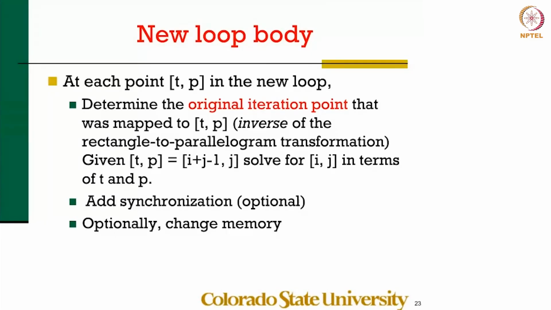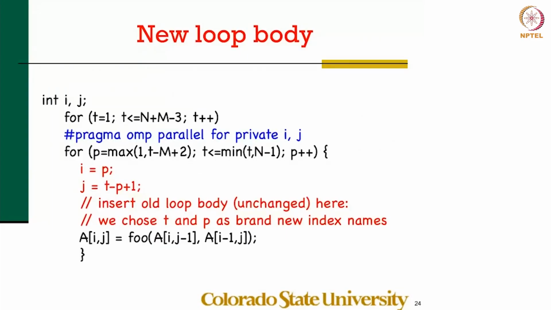There are more sophisticated ways of doing this, but if you are doing this as an exercise, this is the simplest way. So here's what I have. I had the T loop, for T equals 1 to n plus m minus 3, T plus plus. I have my parallel pragma, and then I have the bounds on P, the loop on P that I have generated. I say i equals P, j equals T minus P plus 1, and I insert the old loop body verbatim, unchanged. We can do this provided the new index names that we chose are distinct from the old ones. And that's what I did. I chose T and P rather than reusing the names i and j.